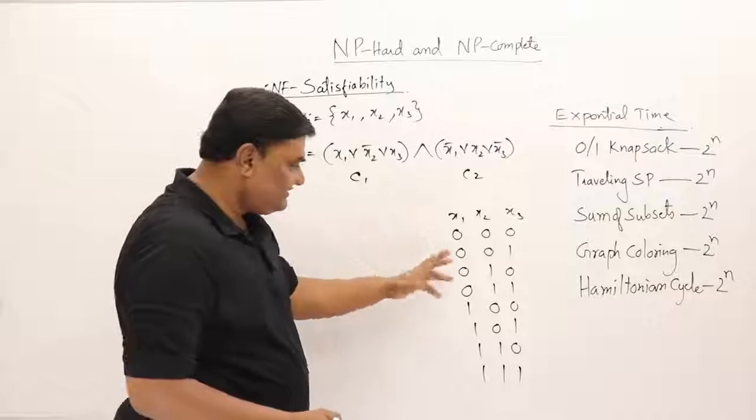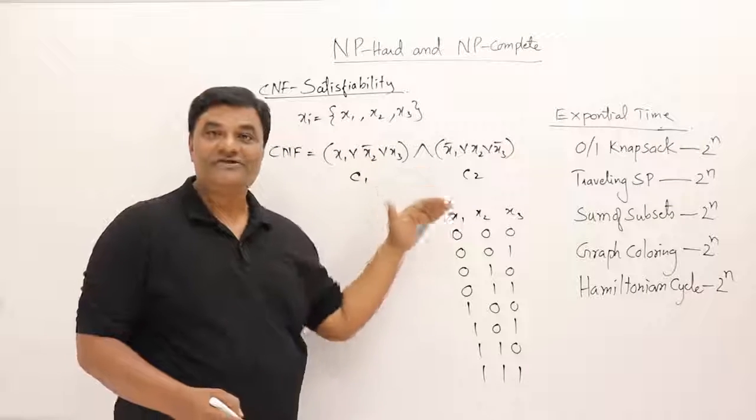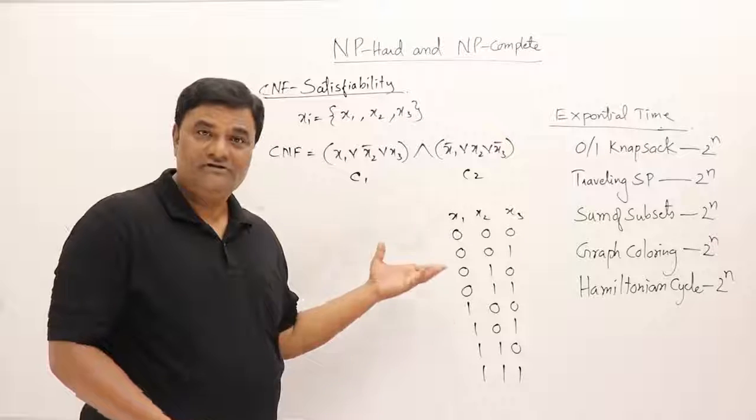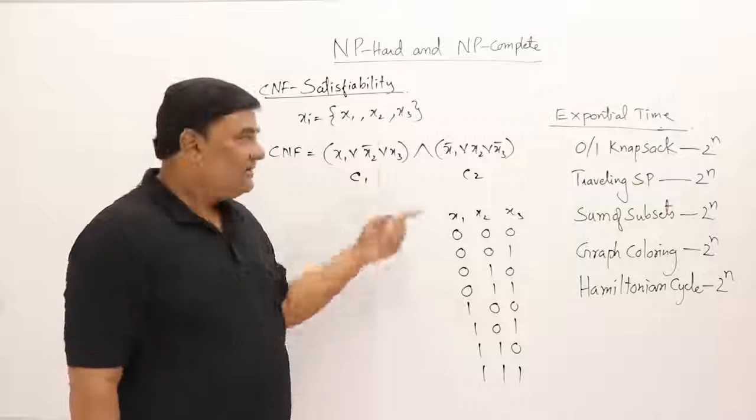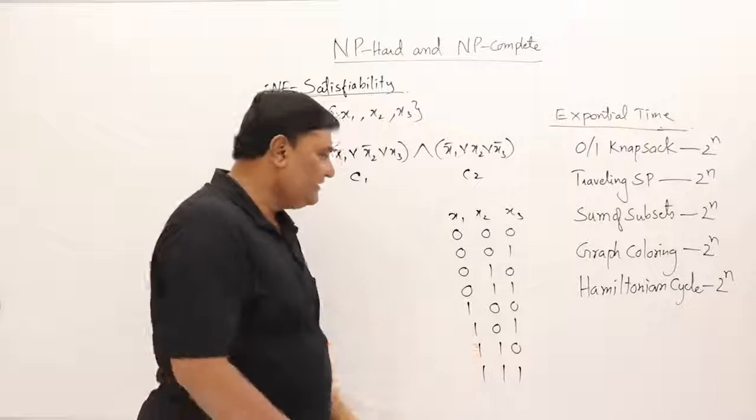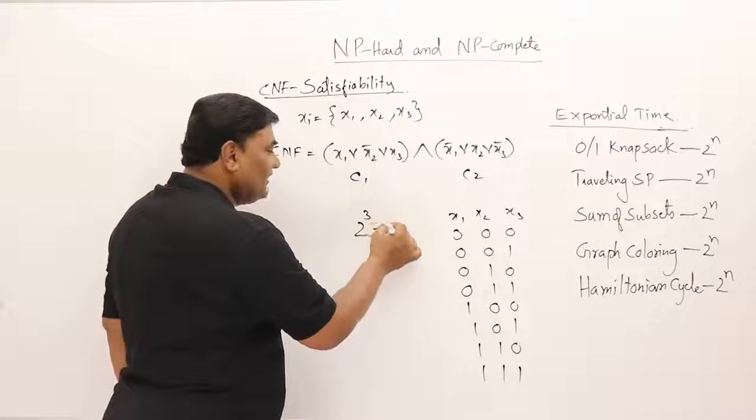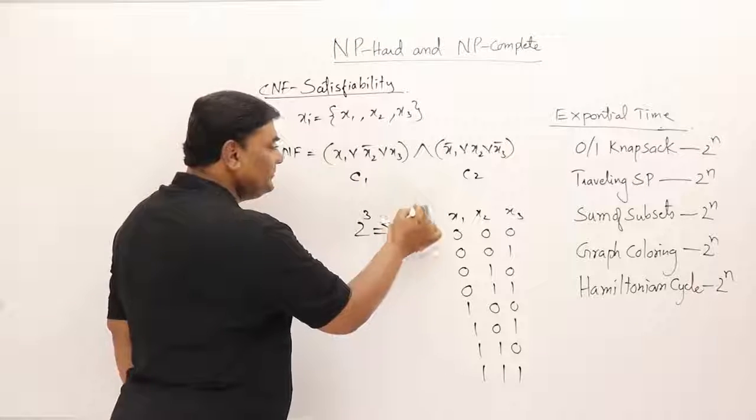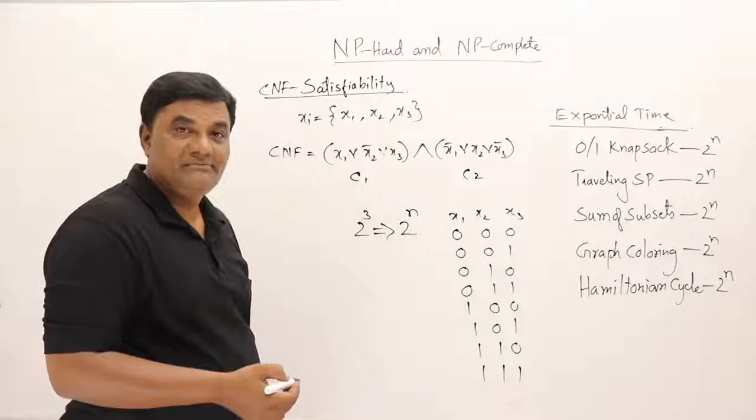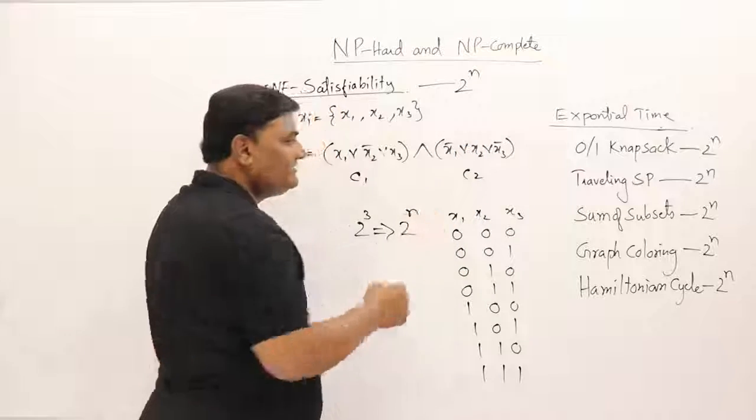I should try all these 8 possibilities and place them here and check for which of these values this is true, and I should find out all possible values for which it is true. So how much time will it take for solving this one? How many values should I try? 8. 8 is 2 power 3. So for n variables it will be 2 power n. So this is also an exponential time taking problem. This is 2 power n, that is exponential time.